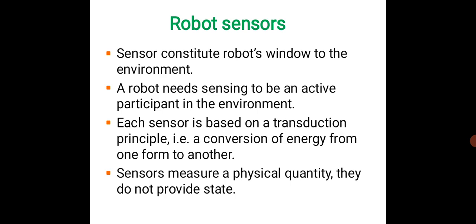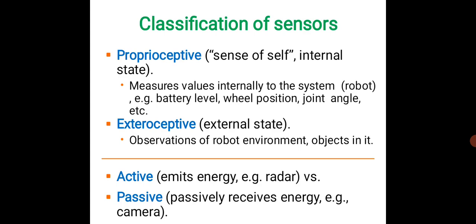The robot needs sensing to be an active participant in the environment. Each sensor is based on a transduction principle, that is, converting energy from one form to another. These sensors measure a physical quantity. They do not provide the state. So, how are these sensors classified basically?